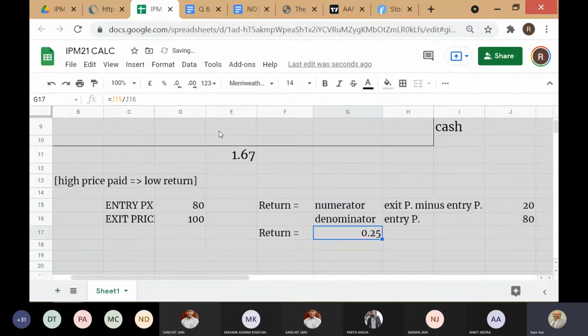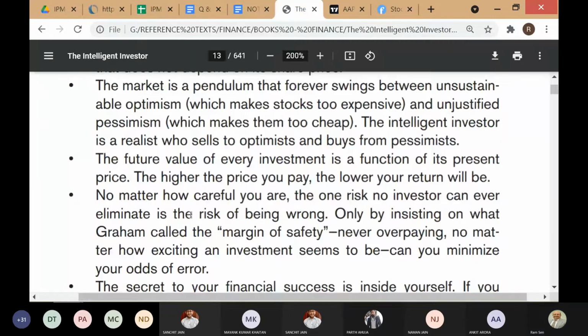Right. So here's our return. Now what is this guy saying? The higher the price you pay to enter, the lower the return. Ceteris paribus, remember, has to be put that way.